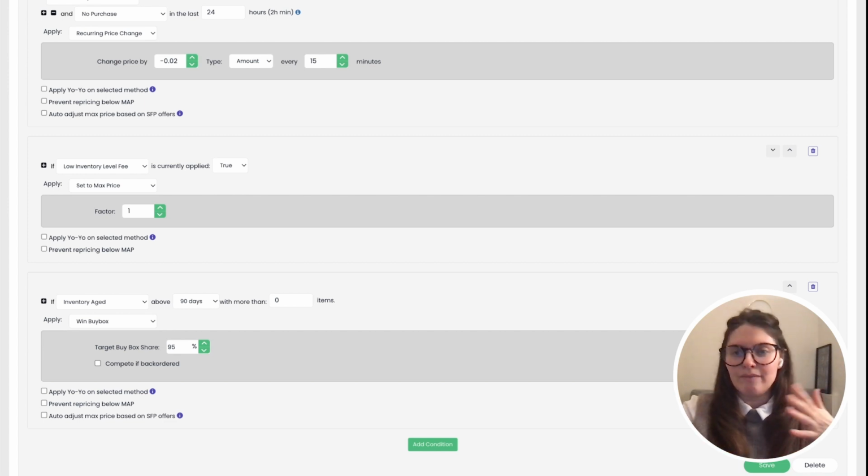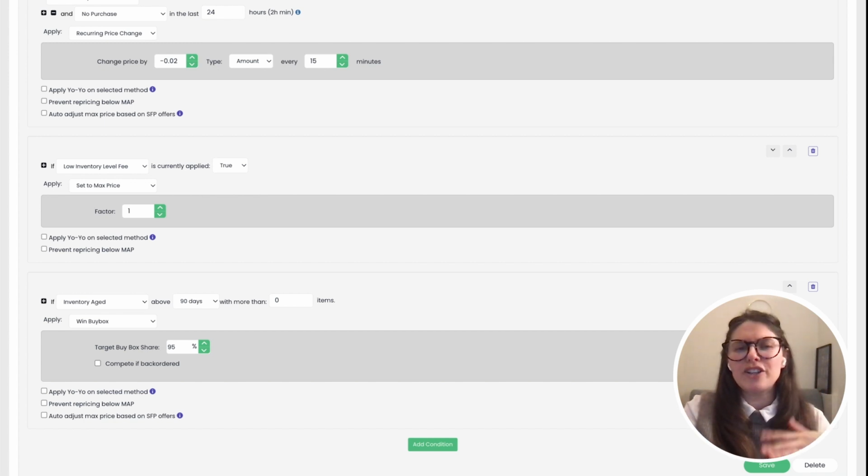So having a strategy like this where it says low inventory level fee is currently applied, true, you're actively getting the low inventory level fee on your listings, set to maximum price. Stop selling, pause where you're at, wait it out until you get your inventory, and then start again fresh. Super important because we're finding that sellers, it's just not worth it. It's not worth paying that extra $1.60 for a new listing that you're going to be replenishing anyway. It's just not worth it. Yep. That's the low inventory level fee.